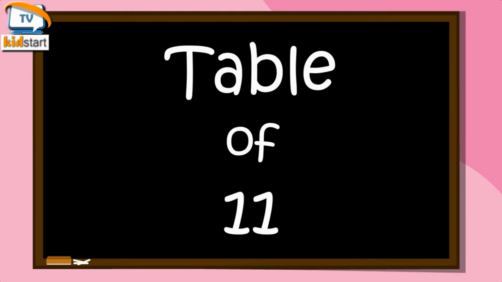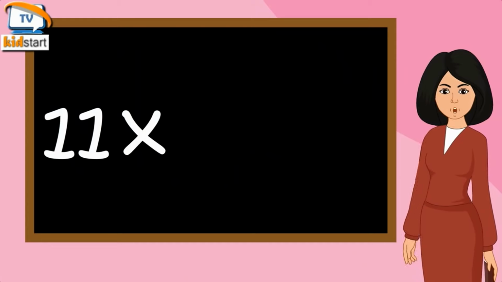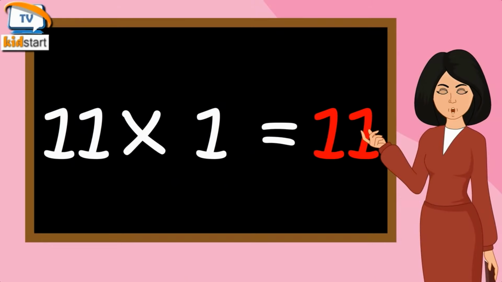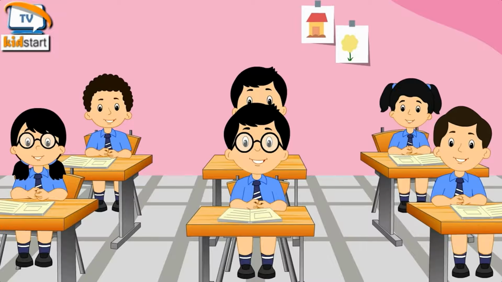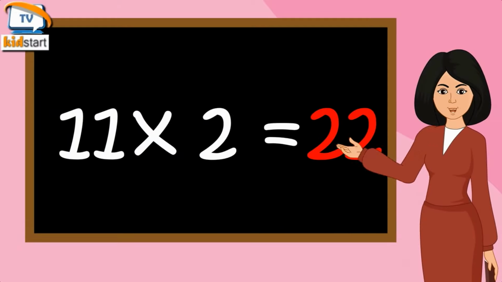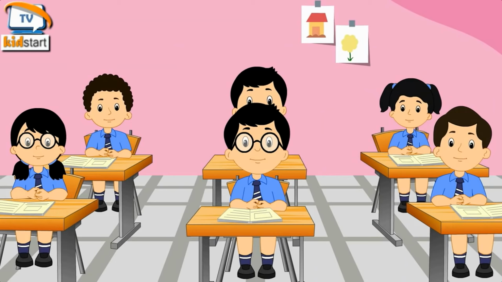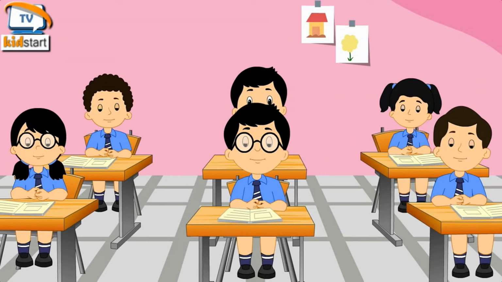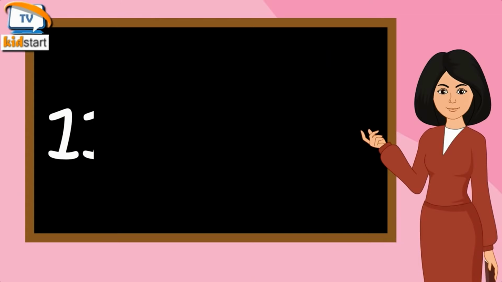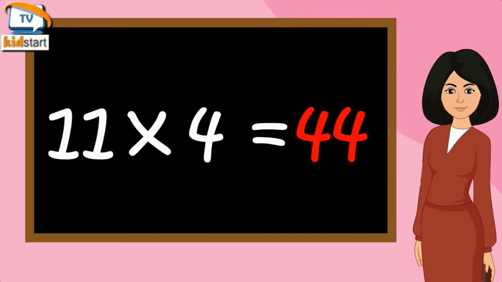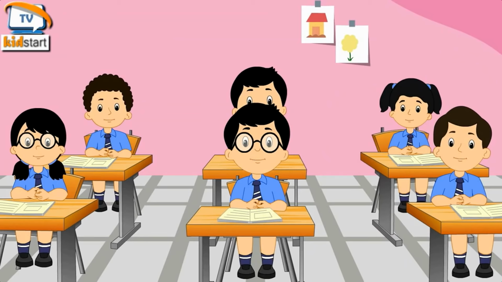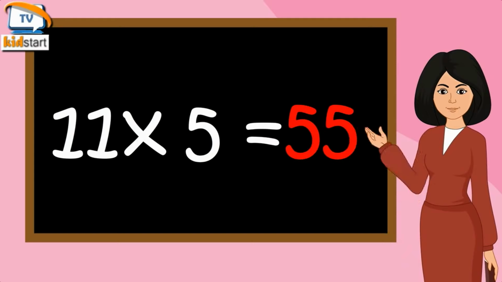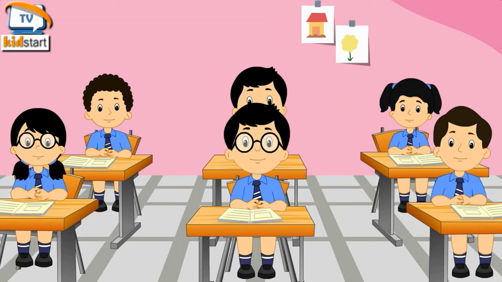Table of 11. 11 ones are 11. 11 twos are 22. 11 threes are 33. 11 fours are 44. 11 fives are 55.